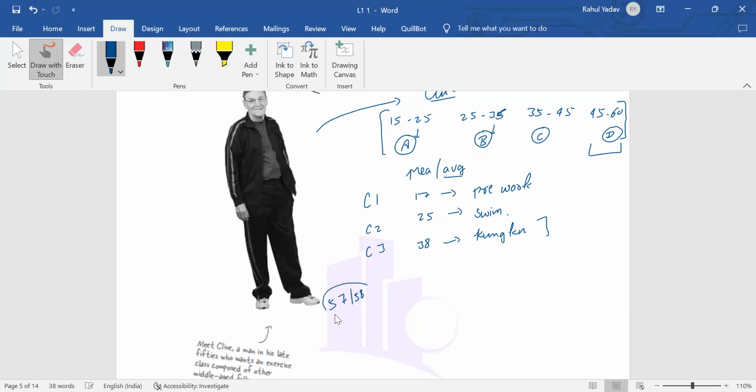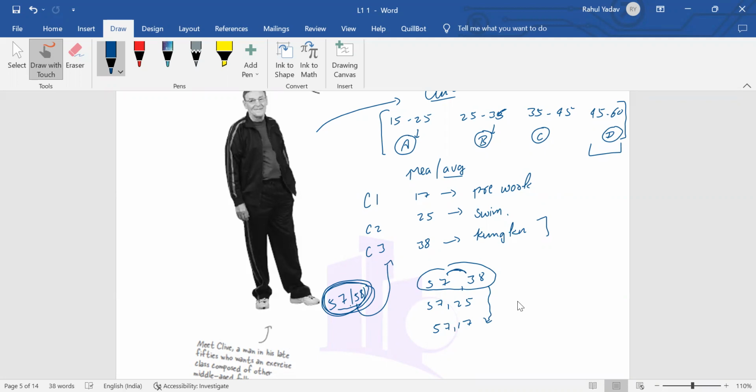If I take the age of this person to be this, then the initial understanding states that we will go for the class whose average is closest to this value. So we have 57 and 38, 57 and 25, and 57 and 17. Technically we can see this difference is much smaller than the other two. So we will add this person, Clive, to our class C. Clive has been added to class C.